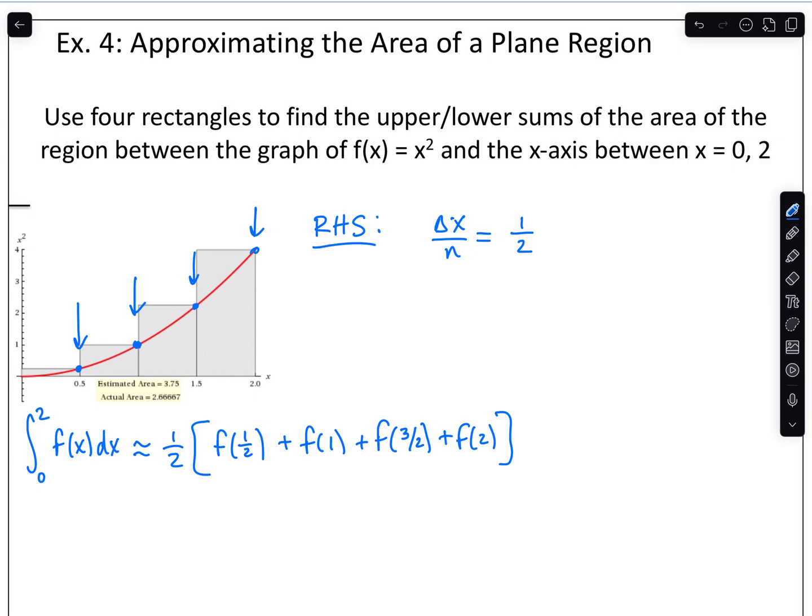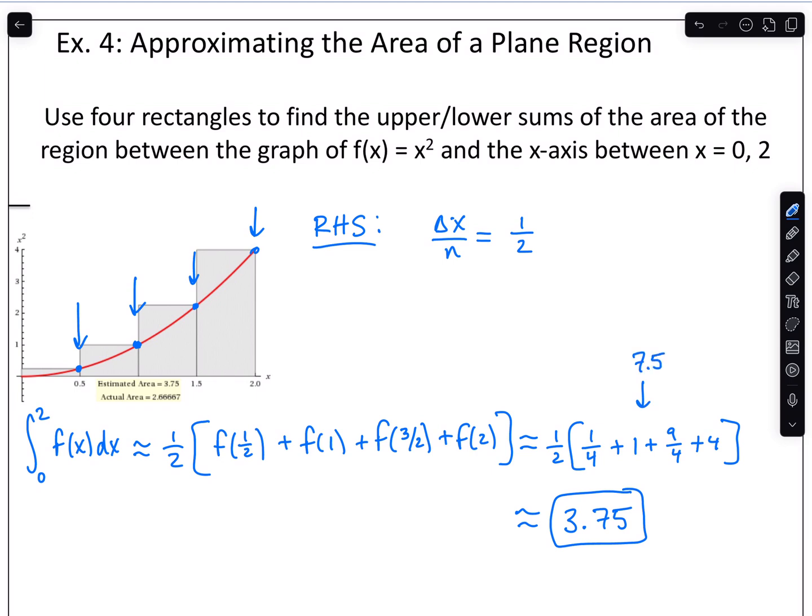Again, just squaring these quantities is not a terrible thing in terms of the function itself. So we know that, again, 1/2 squared is 1/4, 1 squared is 1, 3/2 squared is 9/4, and of course 2 squared is going to be 4. If you take this into your calculator, you'll find out this is 3.75. If you want to double check it, the inside of the brackets, this quantity is 7.5. Half of 7.5 is 3.75. So in this case, I did also forget to mention it's going to be an over approximation. We can tell from the curve itself that this is going to be too much area.